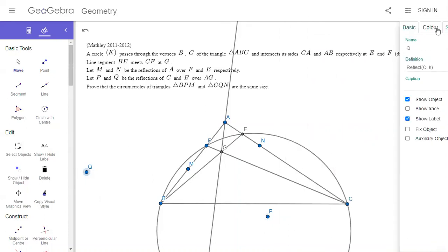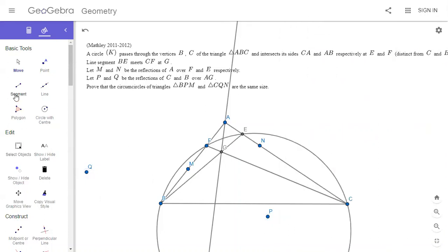Yeah, maybe this will be another isogonal conjugates problem. The circumcircles of BPM and CQN are the same size. That doesn't look right. Hold on a sec. Maybe I switched E and F or something. BE meets CF at G. P, Q are the reflections of... Oh, yeah, I did. I swapped P and Q.